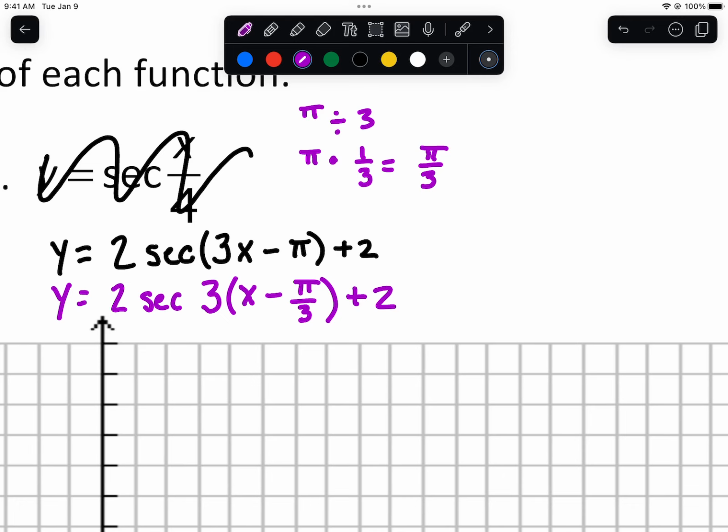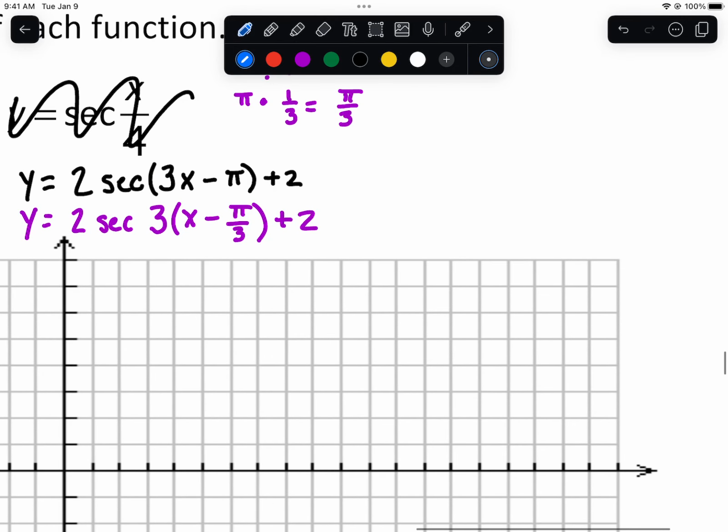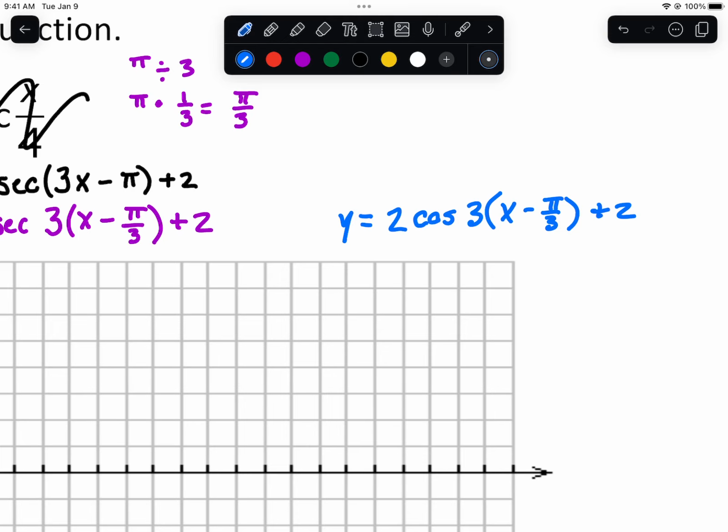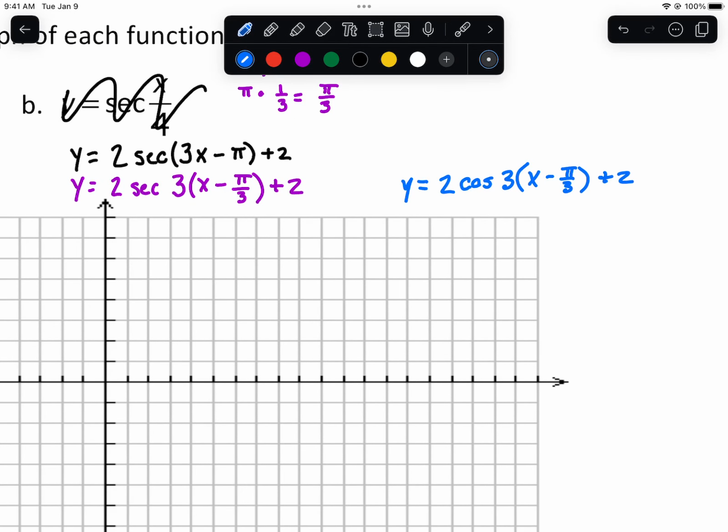Okay, now off to the side here, I'm going to graph something else to help myself. Secant is tied into cosine. So we'll graph this cosine graph that looks very familiar to it, and then we'll do the reciprocal part afterwards. Okay, so couple things going on here. You got a new amplitude. The amplitude is not going to be 1. It's going to go up and down 2 from wherever your midline is.